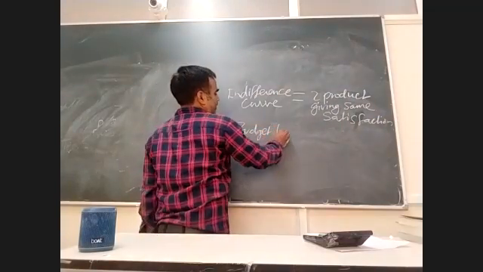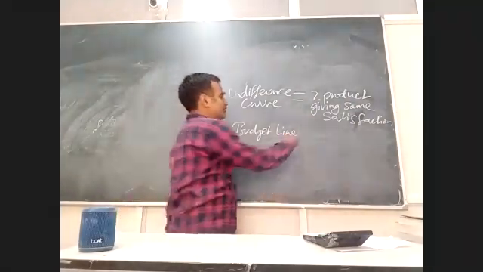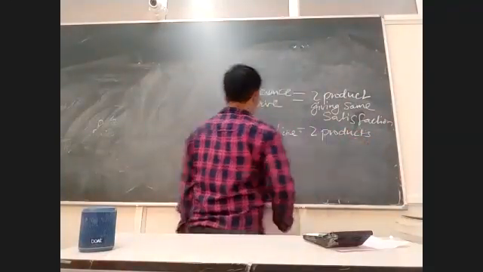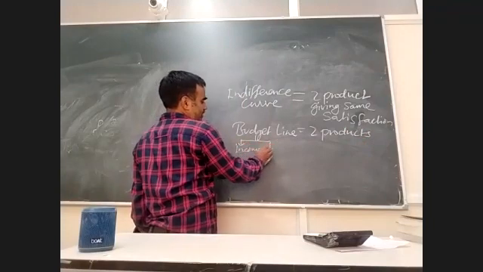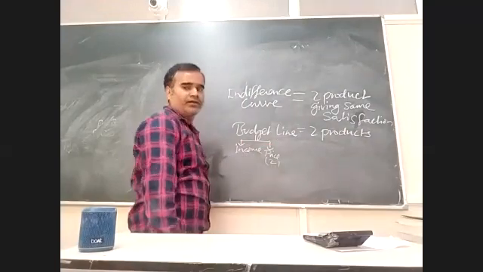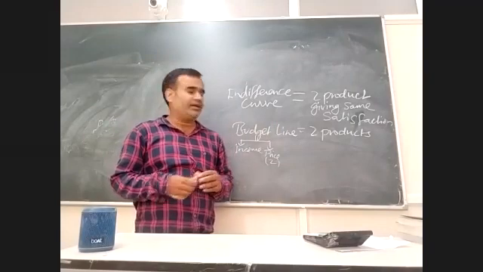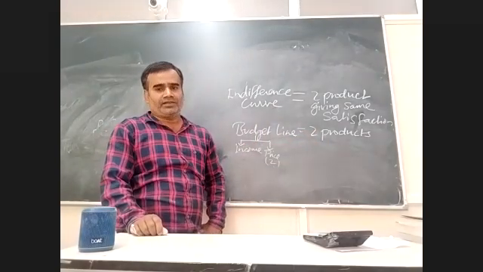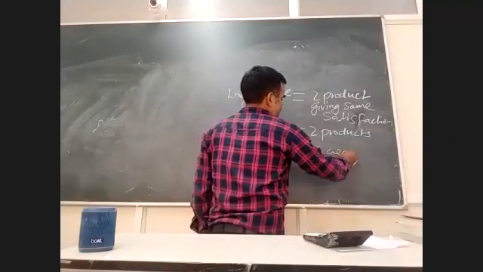Budget line is the graphical representation. Budget set is the tabular representation. But what does it show? A combination of two products. What is a budget? On one side is the income of the consumer, and on the other side the prices of the two products. So the budget line shows the combination of two products that a consumer can buy with the given income at the given prices. Here the products are ice cream and chocolate.